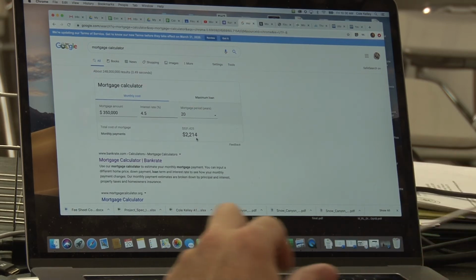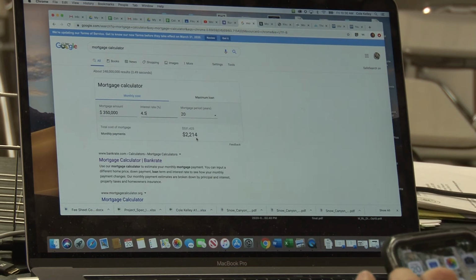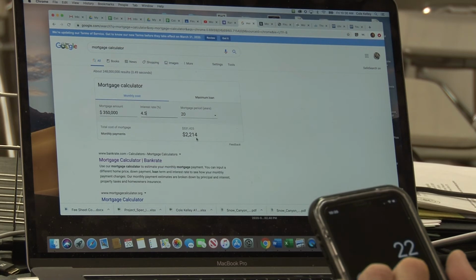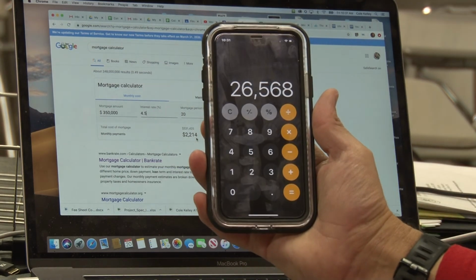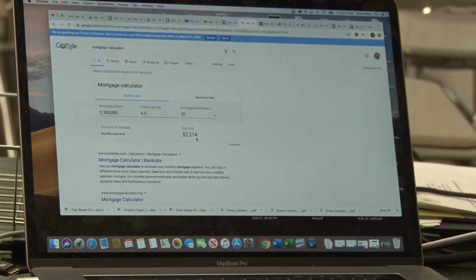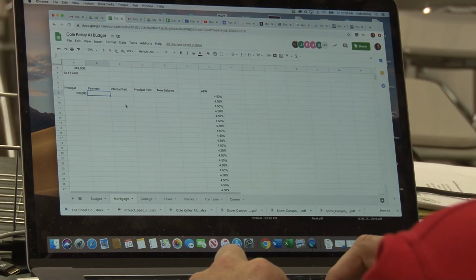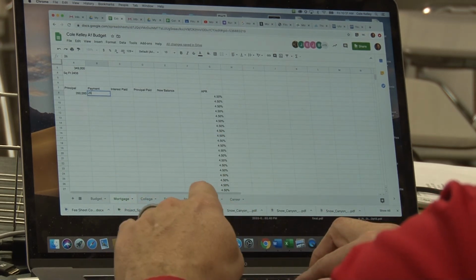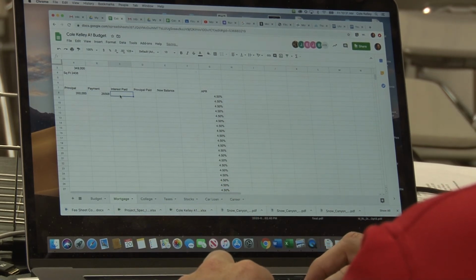$2,214. So if we did that times 12, because we're going to amortize it annually, 2,214 times 12 is 26,568. So if we go back here to our mortgage calculator, we're going to have our payment be $26,568. All right, now this one is going to get fun.